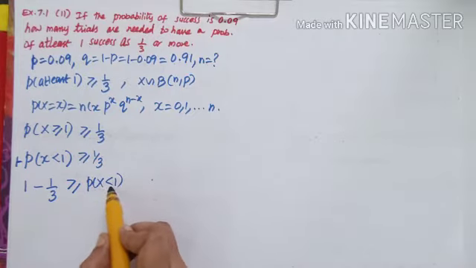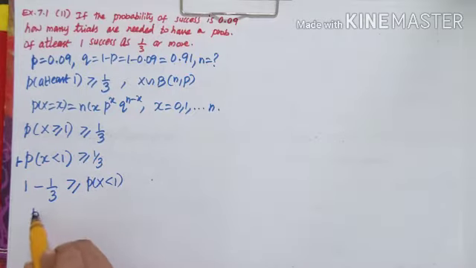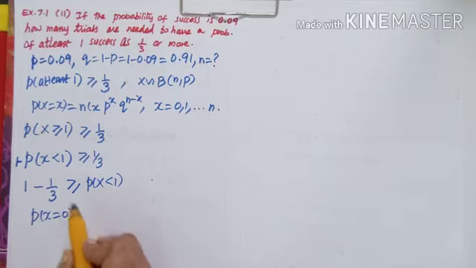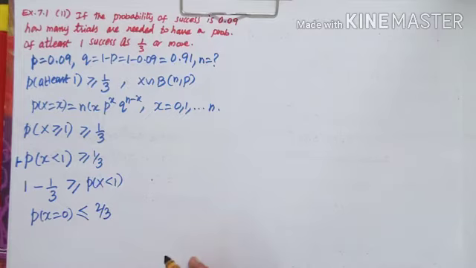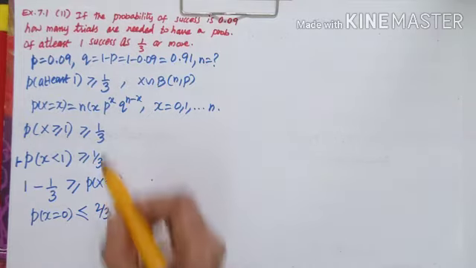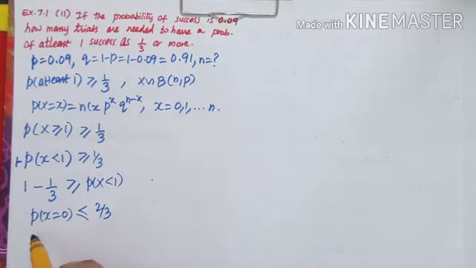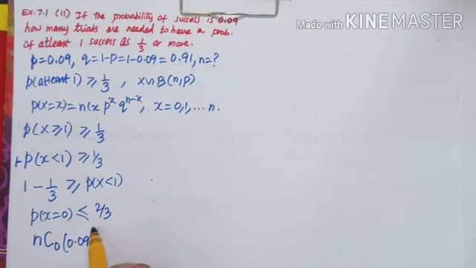Which number is below 1? 0. So P of x equal to 0 is less than or equal to 3 minus 1, that is 2 by 3. Find out P of x equal to 0. Substitute in this equation, n we don't know, x value is 0. P is 0.09 power 0 and Q is 0.91 power n minus 0, that is n.